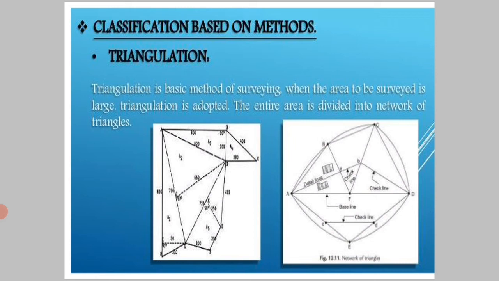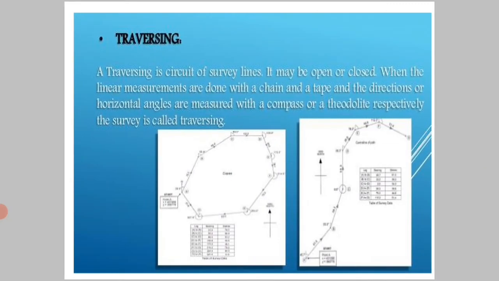Okay, so next is classification of survey based on methods. There are two types, triangulation and traversing. First of all we will see triangulation. Triangulation is the basic method of surveying adopted when the area to be surveyed is large. The entire area is divided into a network of well-conditioned triangles. Okay, then traversing. What is traversing?